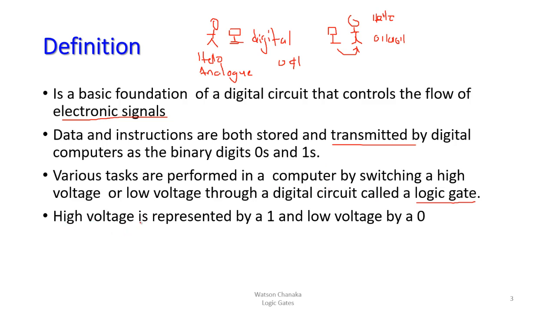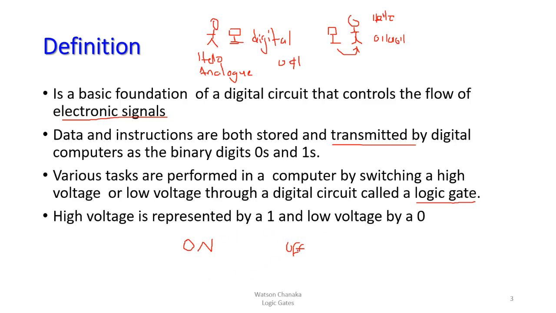High voltage is represented by a 1 and low voltage is represented by a 0. Or in other words, 1 is represented as on and 0 is represented as off. This is what will be happening inside the computer. So there are only two values which can be taken by input or output, which are a 1 and a 0, or an on and an off.